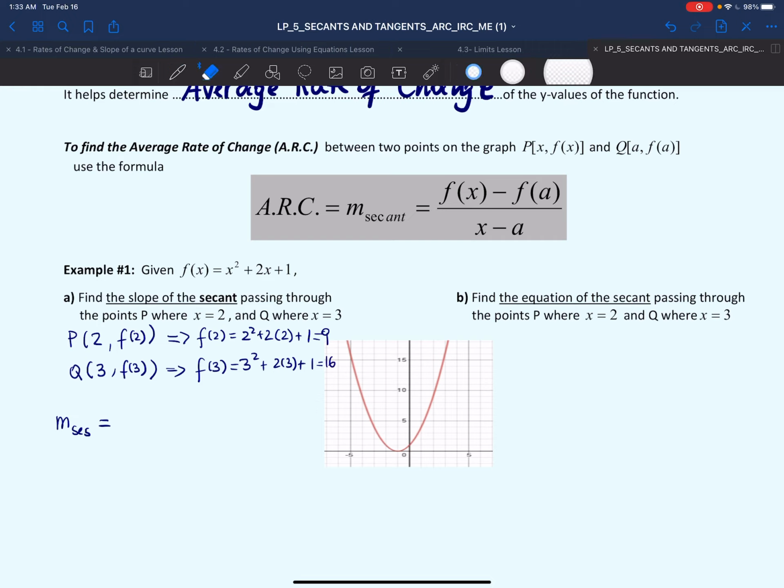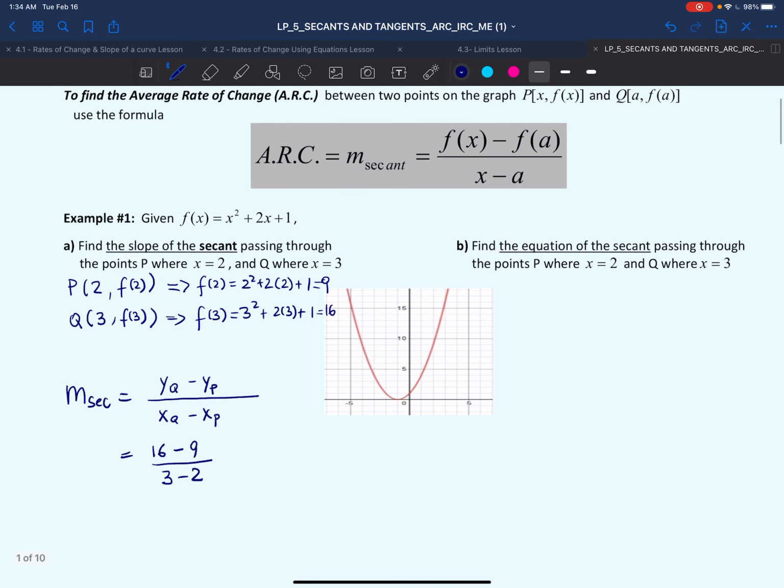So we're going to say that the slope of the secant equals the change in the y values, so I'm going to call them y at q minus y at p, over x at q minus x at p. Now y at q is 16, y at p is 9, divided by 3 minus 2. So that will give us the slope of 16 minus 9, 7, over 1. So the slope is 7.